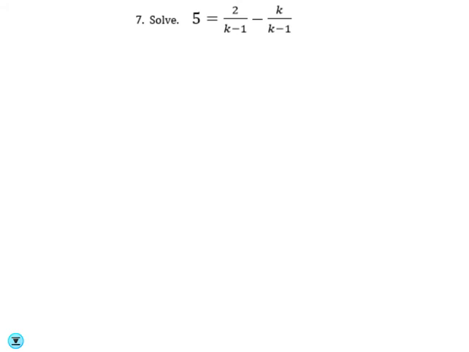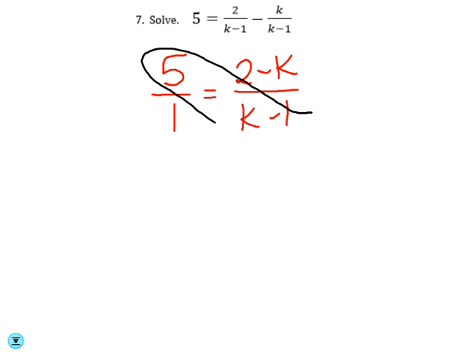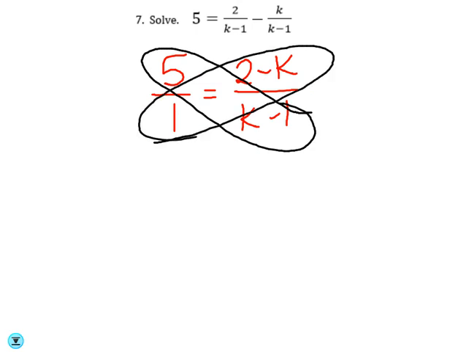Number 7. Now this one's going to be a little bit nicer because I can see here that my denominators on the right side are already equal. So I can go ahead and combine the right side. 5 over 1 is going to be equal to 2 minus k over k minus 1. Now since I have everything over one denominator and an equal sign in between, I can do cross multiplication, or the butterfly method as you might know it.